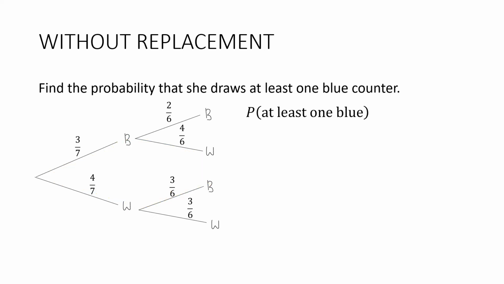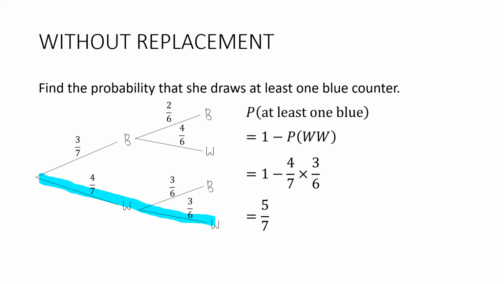Find the probability that she draws at least 1 blue counter. Now, we could do this: the probability of blue and blue, plus the probability of blue and white, plus the probability of white and blue. But anytime you see these words, at least or at most, consider that you could work out the complementary event. So we could do 1, that's the total of all the probabilities, take away the thing we don't want, which is white, white. And that's a lot easier to work out. So 1 take away 4/7 times 3/6, which is 5/7.